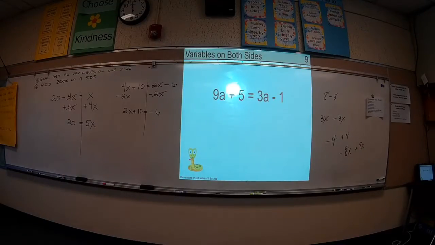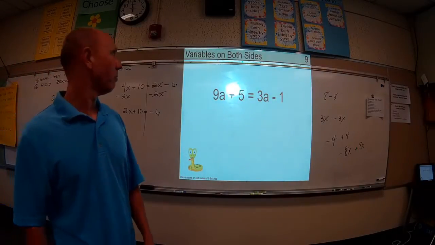How are we doing? How about some negative ones? Where's your negative one? Right there? So you want to leave it right here, like this. A equals negative 1. A equals negative 1. Okay, questions on that one?